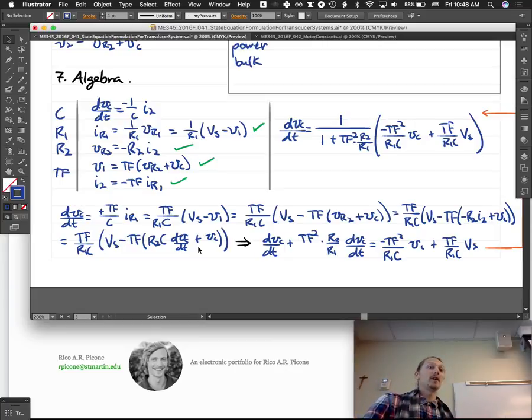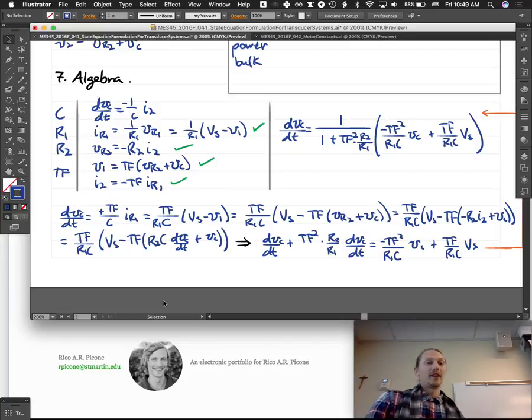Once you burn through that last one, you have the opportunity. So I2 is equal to negative TF times IR1, and you burn it. But notice that IR1 from this initial equation is equal to something with dV/dt in it, and you can plug that in and have dV/dt on both sides of the equation. Okay.